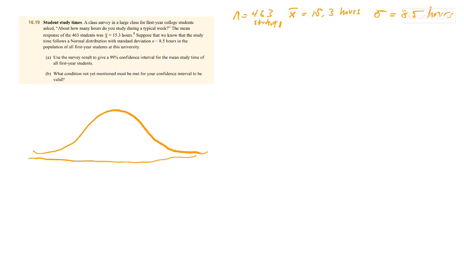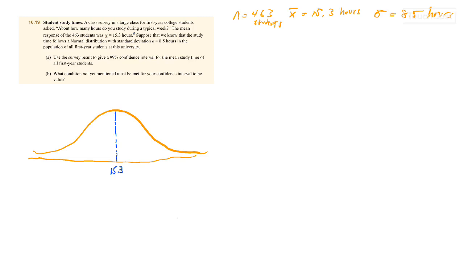Okay, so I'm not even going to read the question yet. I'm just going to get my data in order. What have they given me so far? They've given me the sample size, and they've given me x bar, which I can actually put on this graph in a different color. So this is our x bar right here, and this is 15.3 hours. They've also given me the population standard deviation, which is 8.5 hours. Now I'm not going to draw the population standard deviation here. I don't want to muddy up the graph.